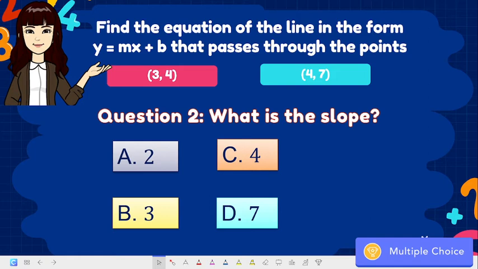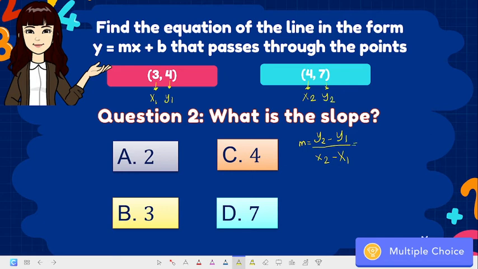Next, for question number 2, what is the slope? So, we already know the formula for slope. So, what is now the slope? So, let's solve together. So, m is equal to y sub 2 minus y sub 1 all over x sub 2 minus x sub 1. So, we have here x sub 1 is 3, 4 is y sub 1, 4 is our x sub 2, and then 7 is the y sub 2.